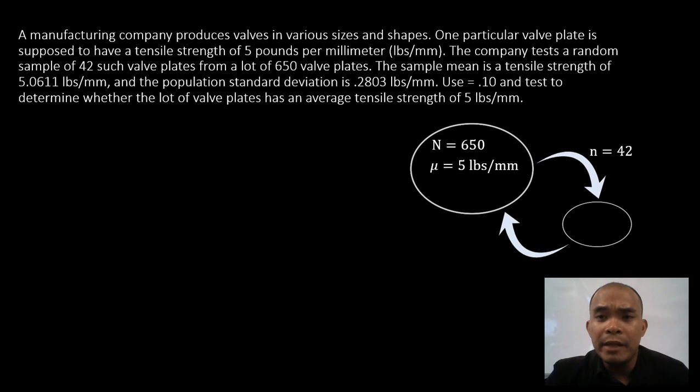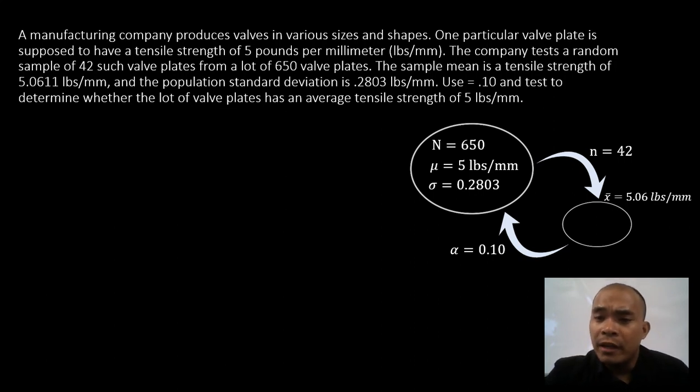So the sample mean from these 42 tensile strengths is 5.0611, so I already rounded off that one. I'm not very particular with decimal points in these kinds of problems. And then the population standard deviation is 0.283 pounds per millimeter. Use a 0.10 confidence level and test to determine whether the lot of valve plates have an average tensile strength of 5 pounds.